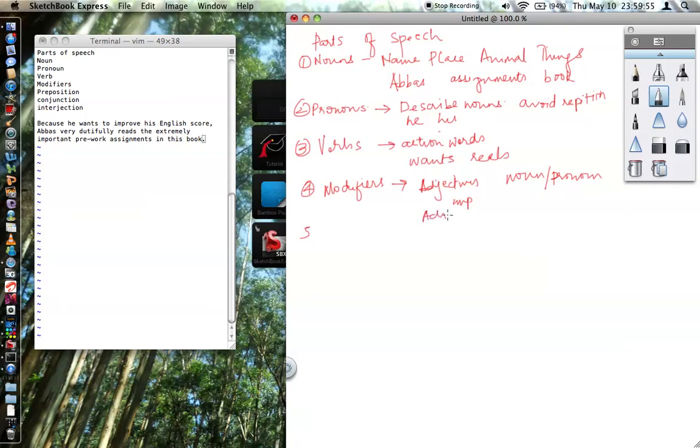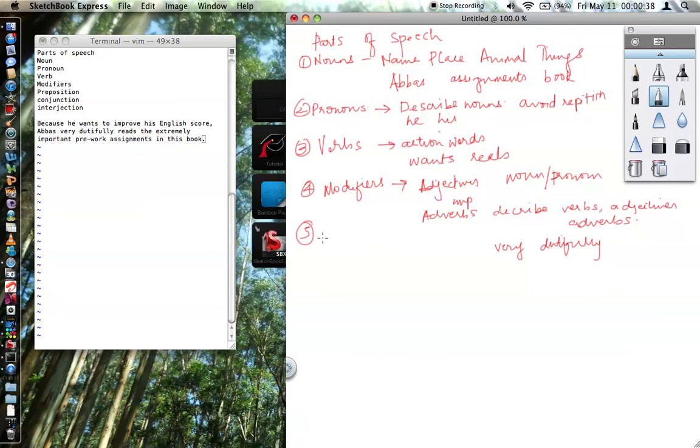And there are adverbs as well. So adverbs describe verbs, adjectives, and other adverbs. So adverbs in this sentence would be very, dutifully. These are the adverbs. So very modifies dutifully, dutifully modifies reads. Very and dutifully become adverbs.